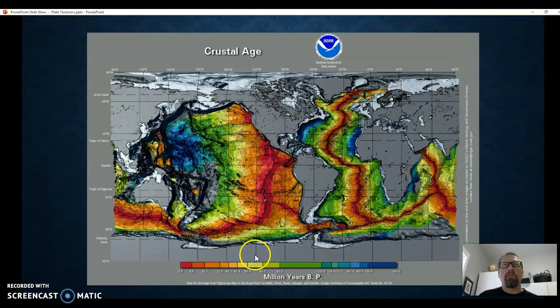All right, so here we see what I was saying earlier. As you move away from the mid-ocean ridge, you can see here's the ridge. We go to the right, we go to the left. It's the same age, basically mirrored as you go both directions away from the mid-ocean ridge.